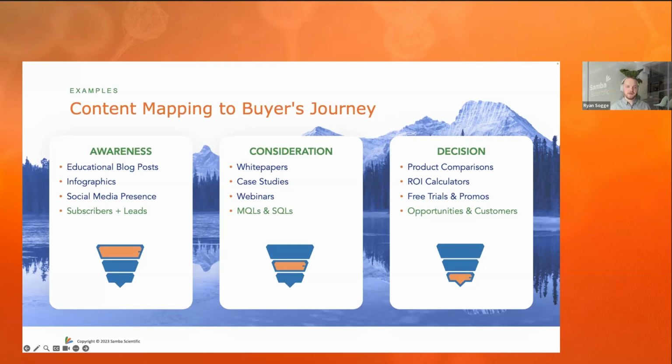Moving into consideration, you might also have some subscribers and leads in here as well, but you're typically more targeted on MQLs and SQLs. So for that reason, you want to provide more middle of the funnel content like white papers, case studies, and so on. These offer a bit more meat than the first stage, but are not quite sales materials yet. And then lastly, in the third stage, here's where you might offer product comparisons or maybe tools like ROI calculators, maybe even free trials and promos, because ultimately who you're targeting here are true opportunities and customers.